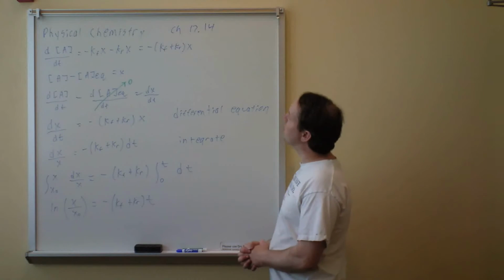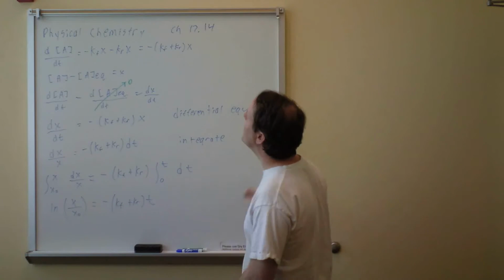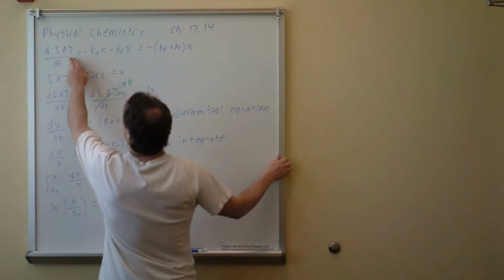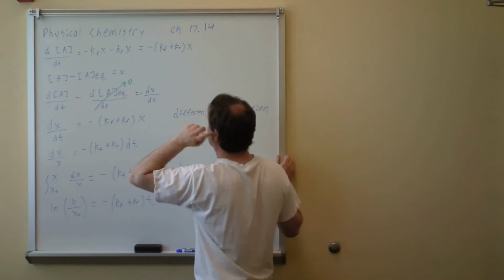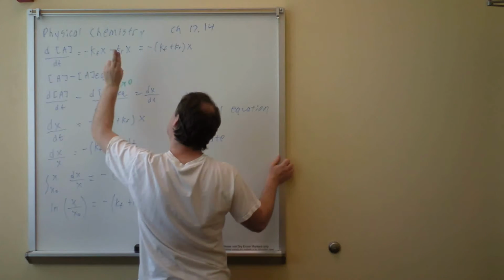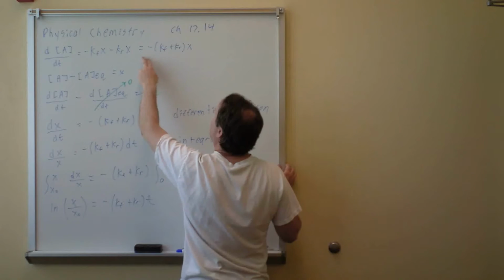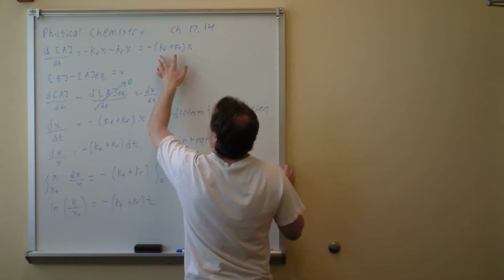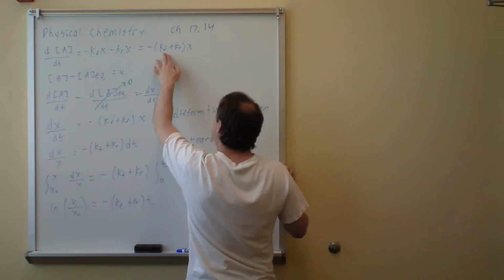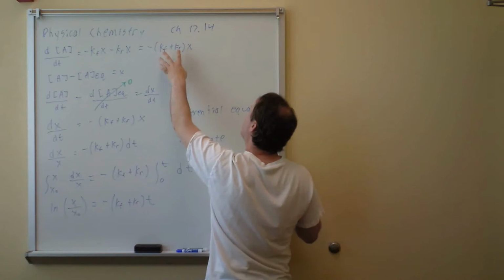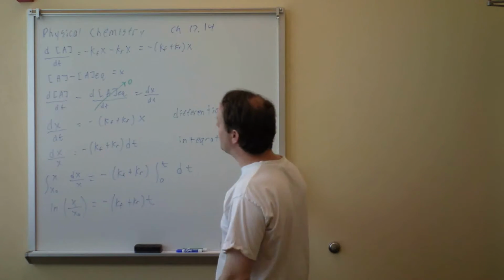Okay, continuing on physical chemistry, chapter 17, section 14. So we have the derivative of the concentration of A with respect to time is equal to minus the forward rate constant times X minus the reverse rate constant times X. And let's just factor out the X. So we get minus the forward rate constant plus the reverse rate constant, both of those times X.